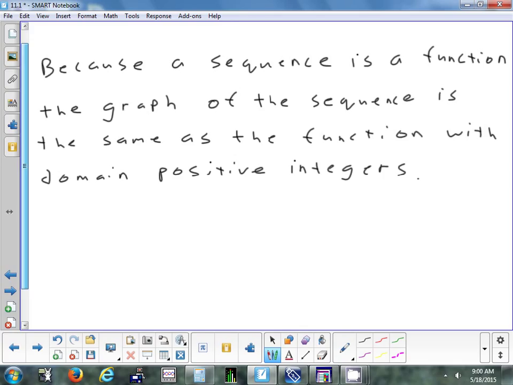Okay, so we already said earlier, our sequence is basically a function. It's defined by a function. The only restriction is you're only allowed to plug in integers for the domain. 1, 2, 3. Nothing between 1 and 2.